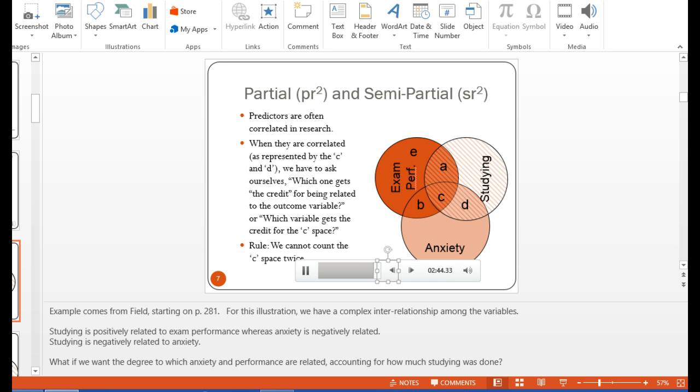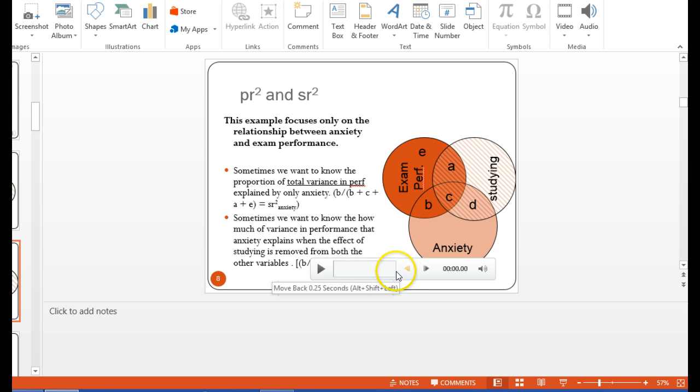So it's not like we can just add up the B plus C portion and add up the A plus C portion and, you know, add those all together to get the total variance accounted for in the DV by the predictors. Remember, we can't do that when we have correlated predictors. So we're going to have to go about it another way, and that is we're going to partition the variance in a special way. There are two ways to parse the variance so that we can see the relationship between anxiety and exam performance when accounting for studying being in the model.